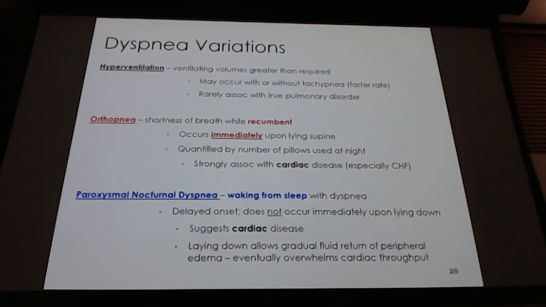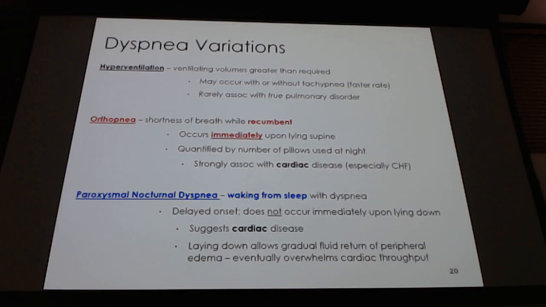So here's some variations of dyspnea. Shortness of breath, right? Because you're breathing too fast. If someone's breathing too fast, it's usually not associated with a pulmonary disorder. If they are hyperventilating, sometimes it can be a psychological disorder. Sometimes it can be like that Kussmaul breathing we talked about where someone's acidotic. But it's rarely a true pulmonary disorder when someone's hyperventilating.